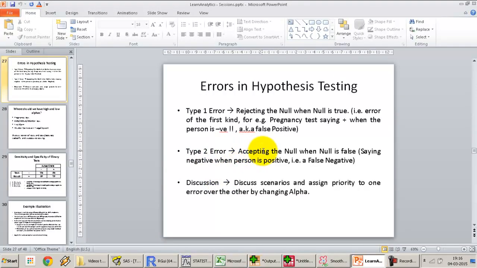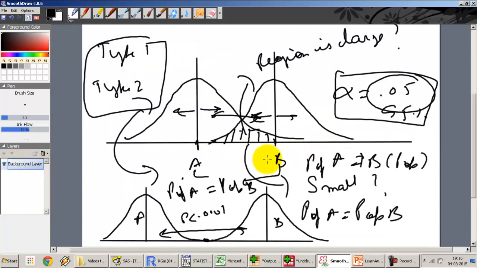A type 2 error is accepting the null when the null is false. I end up saying that the population of A and the population of B are the same, or I say that A and B are not significantly different from each other when they are in fact different from each other. That would be a type 2 error.